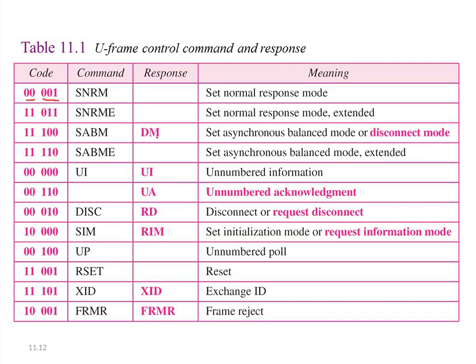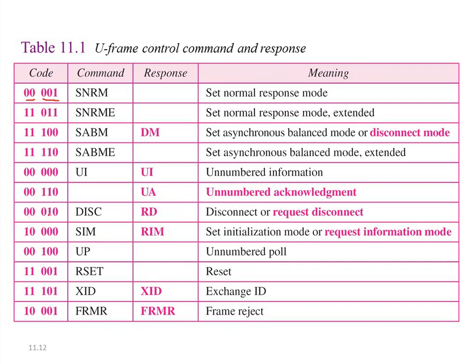It may ask for the disconnect, or if it is a command, then the command is set the asynchronous mode. Then asynchronous balance extended mode, if you want to put it, you have to put the code like this. Then if it is all 0, then it is unnumbered information. So it does not carry any information. If it is 00110, then UA, unnumbered acknowledgement. So whenever there is an acknowledgement, it will acknowledge you that it is unnumbered.